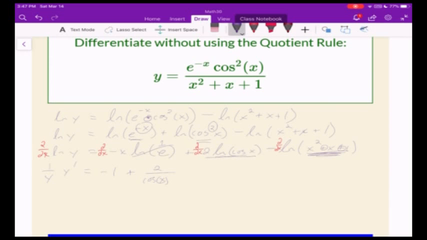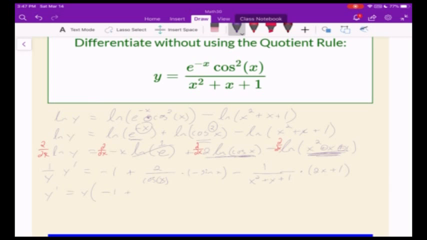Now I'm going to take the derivative of the middle term, and that's going to give me 2 over cosine of x, because the derivative of natural log is 1 over its argument, but then chain rule it, so times the derivative of cosine of x, negative sine x. So we chain ruled that. Now I'm going to take the derivative of the last term, which is natural log, so I'm taking 1 over the argument inside there. But then chain rule it, so times 2x plus 1.